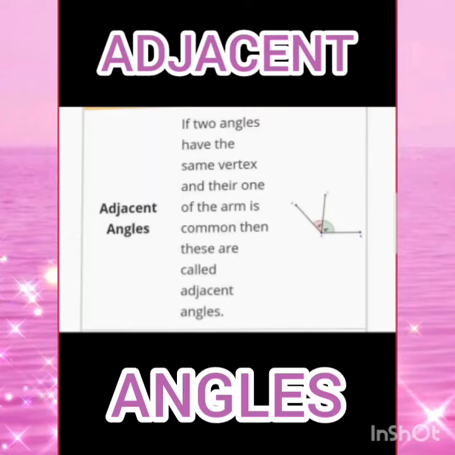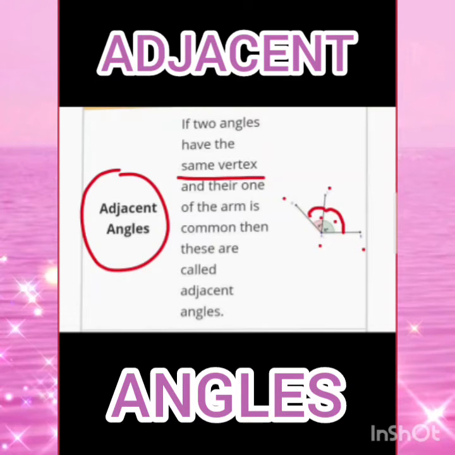Dear student, on your screen you are finding adjacent angles. Correct? If two angles have the same vertex and one of their arms is common, then these are called adjacent angles. My dear student, in the figure you can see this is an example of adjacent angles. Here we are given angle A, this is angle B, this is angle C, and this is angle D. This angle is giving some measurement, and this angle is also giving some measurement.